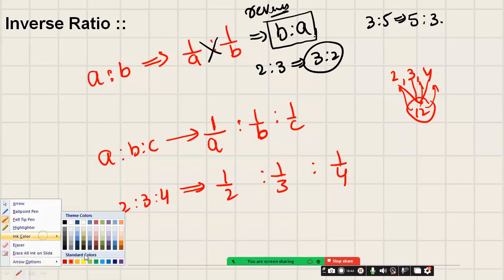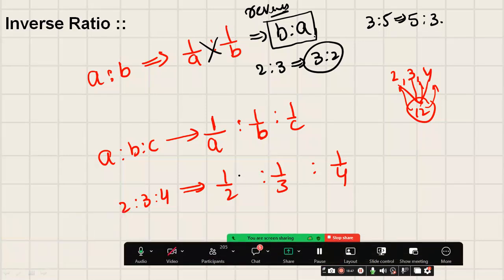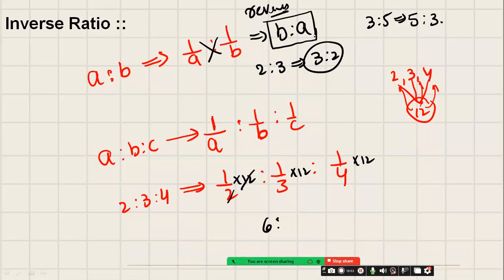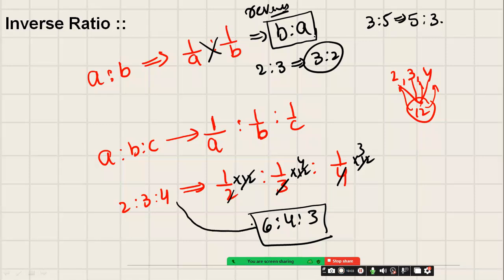Now let's substitute 12 here clearly. Substitute 12 here. Then cancel. 2 ones are 2, 6s are 6. Next 3 ones are 3, 4s are 4. Next 4 ones are 4, 3s are 3. So what is the final answer? 6 is to 4 is to 3. For 2 is to 3 is to 4, the inverse ratio is 6 is to 4 is to 3.